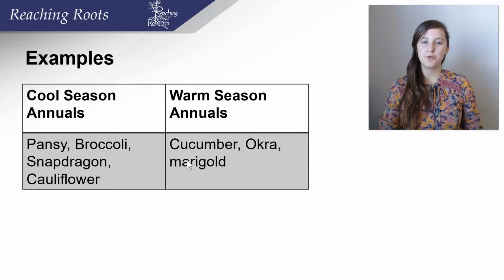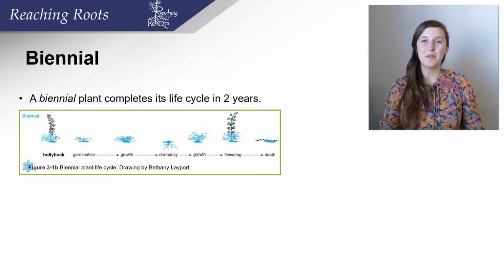Some examples of true annuals are pansies, broccoli, snapdragons, and cauliflower. These four like to grow in a cooler season, whereas summer or warm season annuals examples are cucumber, okra, and marigolds. A biennial completes its life cycle in 2 years.